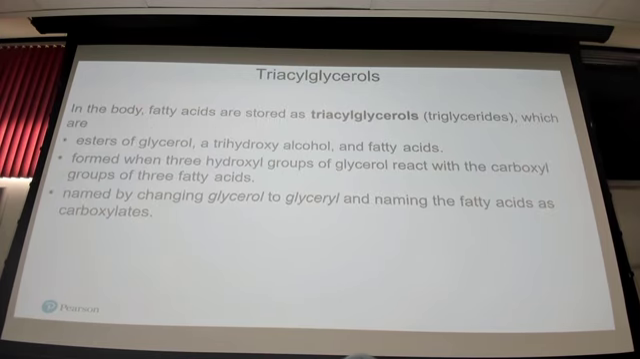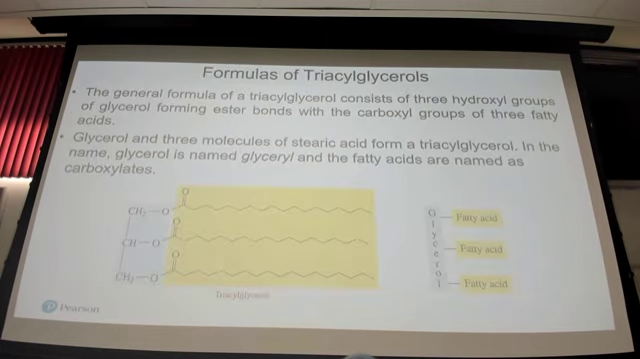So, triglycerides, triacylglycerol, TAGs, commonly those are the different names. These molecules have that alcohol, glycerol backbone, and they have 3 fatty acids that form ester bonds with this glycerol backbone. So the carboxylic end of the fatty acid forms that ester bond with the hydroxyl group of the glycerol molecule.